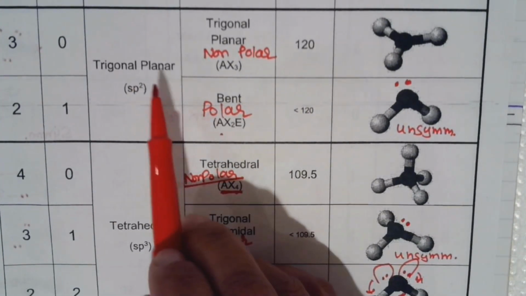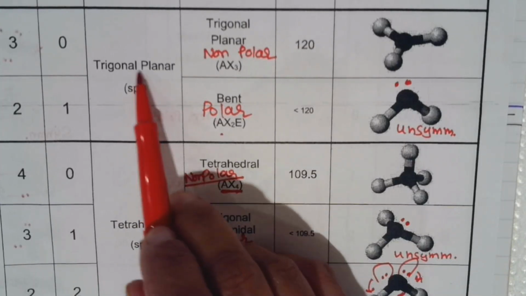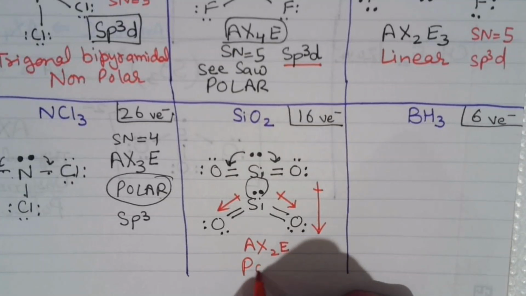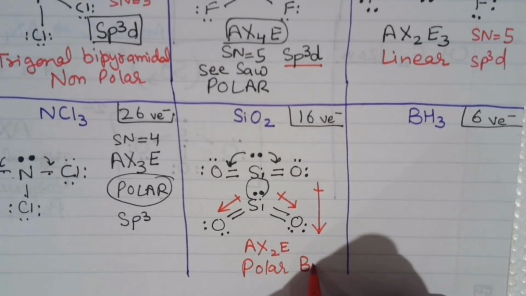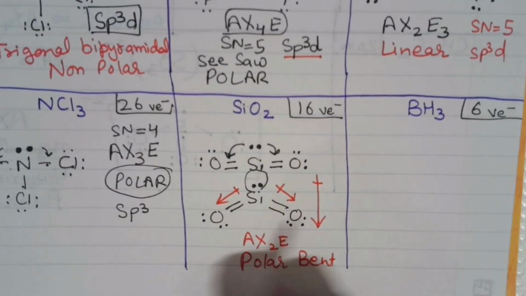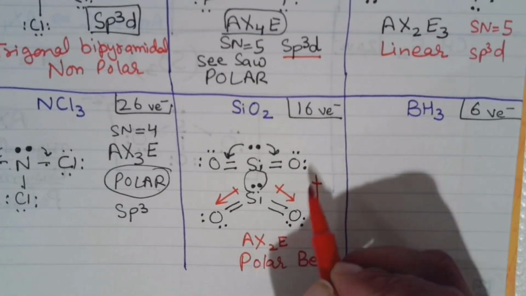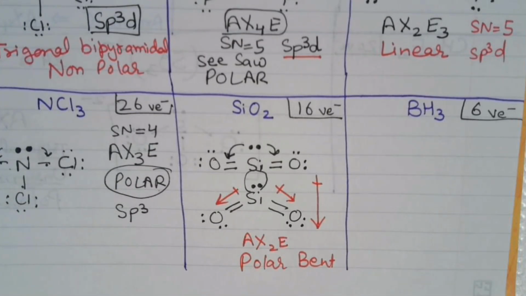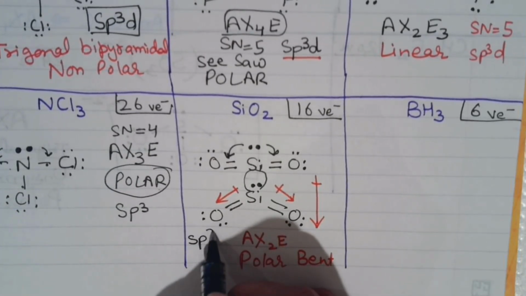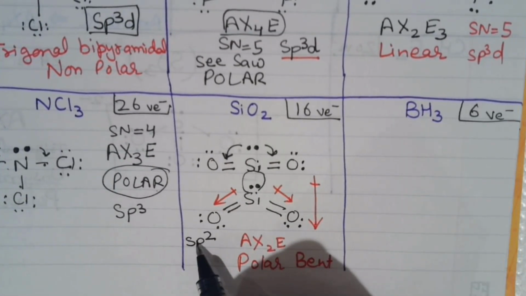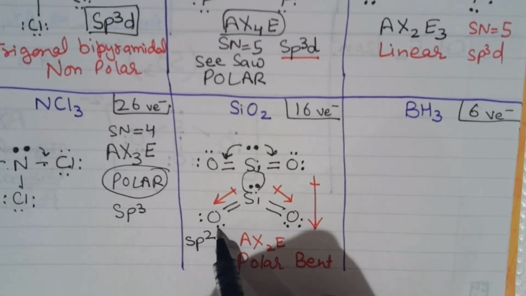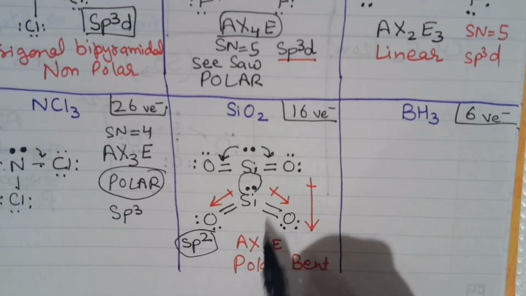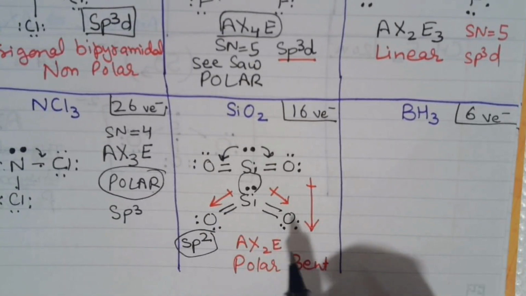Okay, trigonal planar, that is the electron geometry. So this is polar and the shape is bent. The hybridization for this molecule is, since the steric number is 3, going to be sp2. Okay, so 2p and 1s mix together. So 3 hybrid orbitals overlap to make this molecule, right?